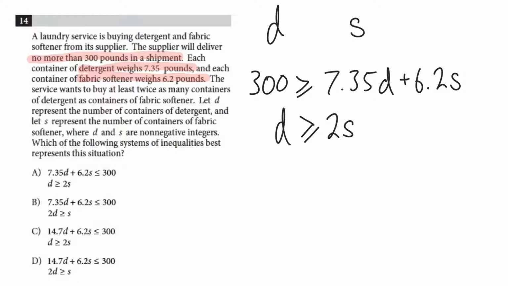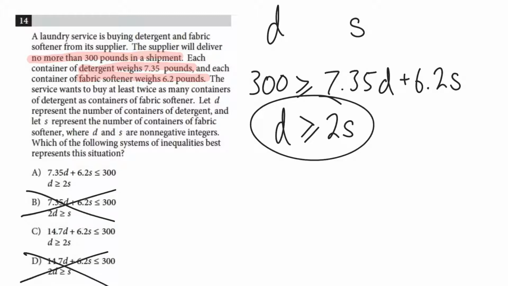Just looking at our second inequality here, I'm going to go ahead and rule out B, and I'm going to rule out D, because those have 2 times d is greater than s, which is the opposite of what we have, or it's not the same. So now let's look at the other inequality for weight. And we see that C has a weight of 14.7 for each container of detergent. Well, that doesn't work. And then if we look at A, we will see that yes, A is identical to our inequalities.